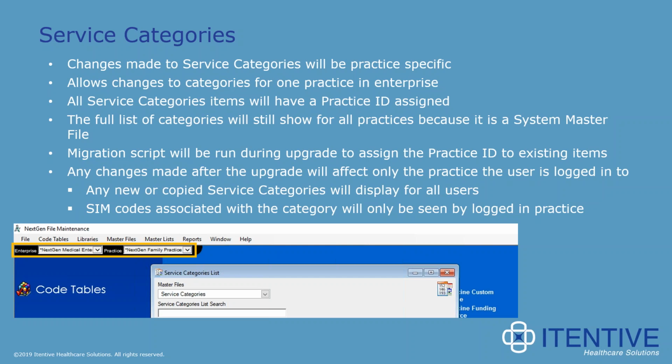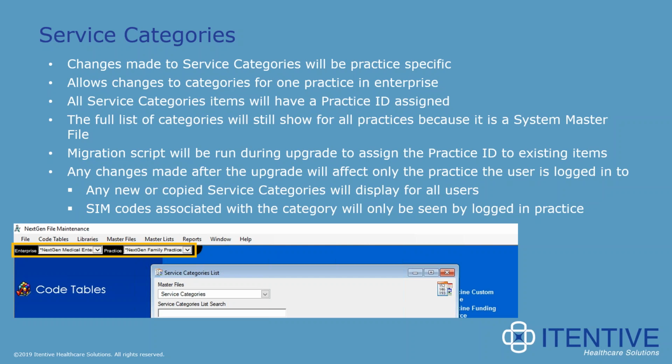Categories do not need to be modified upon upgrade. Practices will still have access to all existing items automatically, thanks to a migration script. Once changes are made post-upgrade, the logged in practice will be the only one to see them. Any new or copied service categories will display for all users. And SIM codes associated with the category will only be seen by that logged in practice. So this isn't going to change the workflow for end users at all.